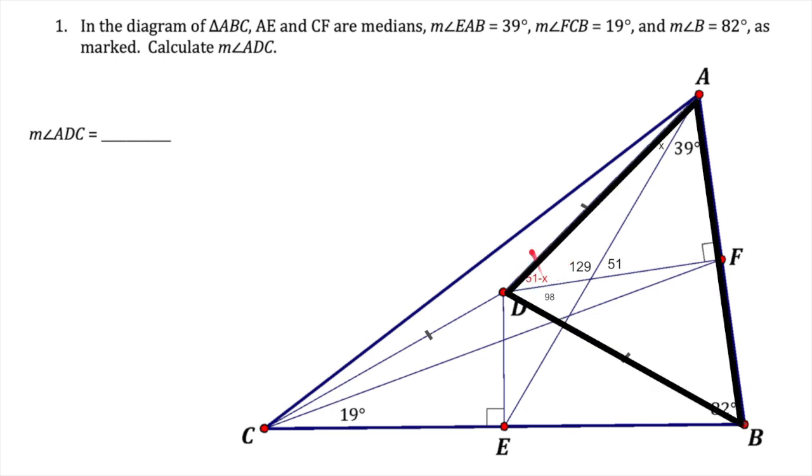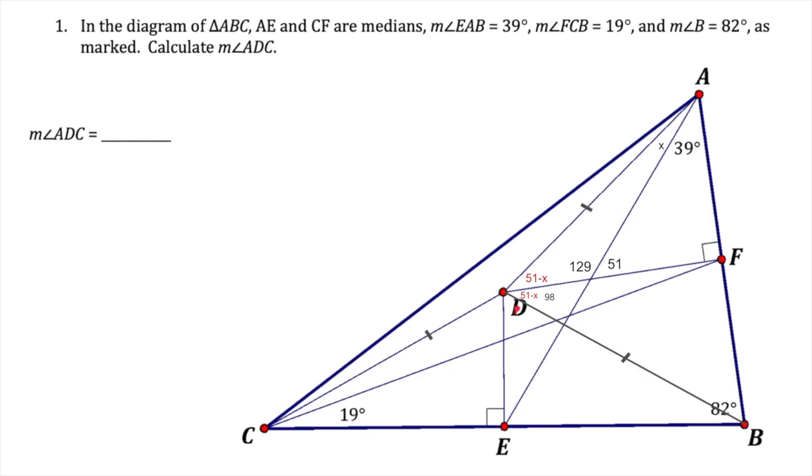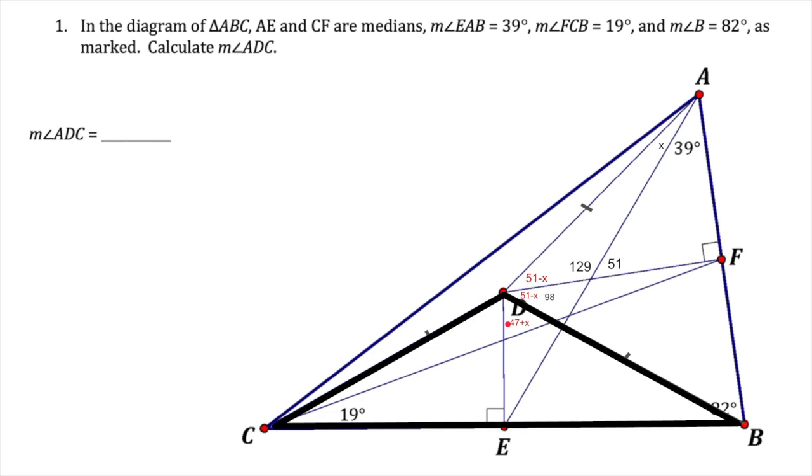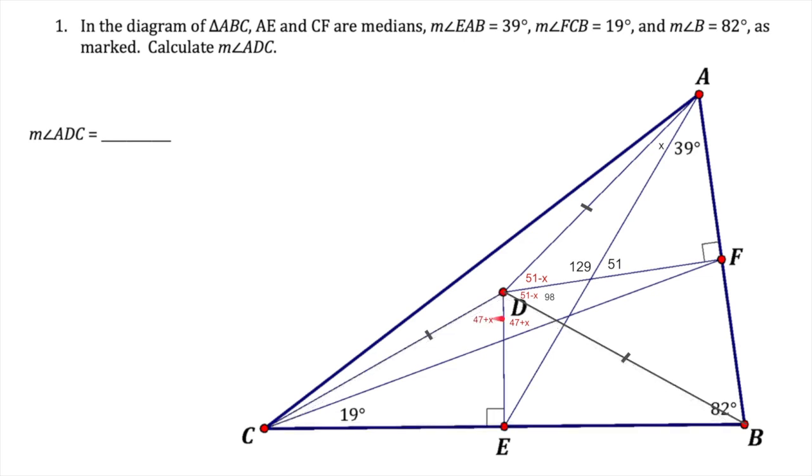We see that this triangle over here is an isosceles triangle, and these two angles are corresponding. By CPCTC, as these two triangles are congruent, we know that this angle must also be 51 minus x. Now, for our angle over here, we simply have to subtract 51 minus x from 98, and we get 47 plus x. Same concept over here. These two triangles are congruent, meaning that these two angles are corresponding, so this angle over here also has to be 47 plus x. And now we just have to add all of this up together, and we get 196.